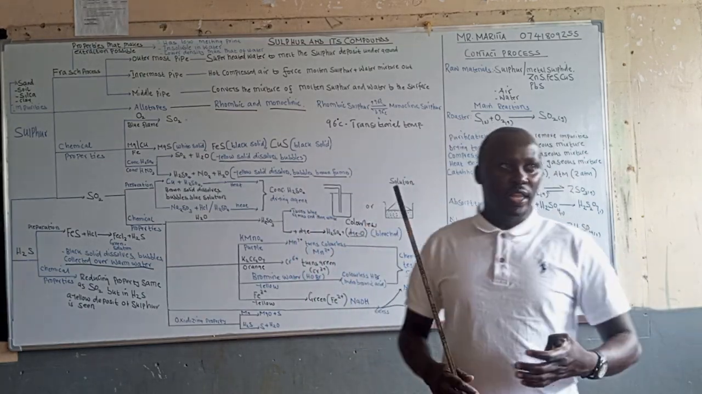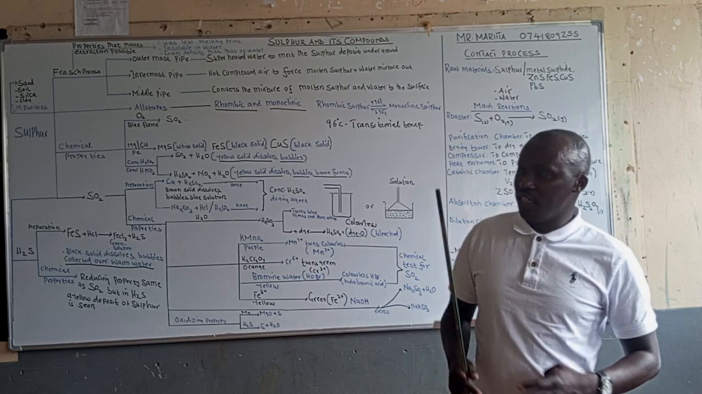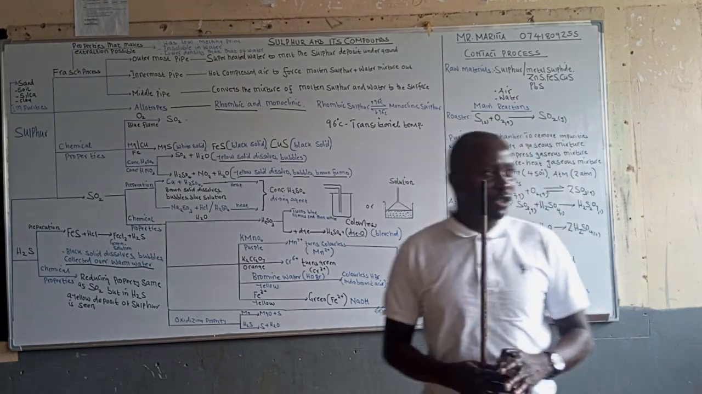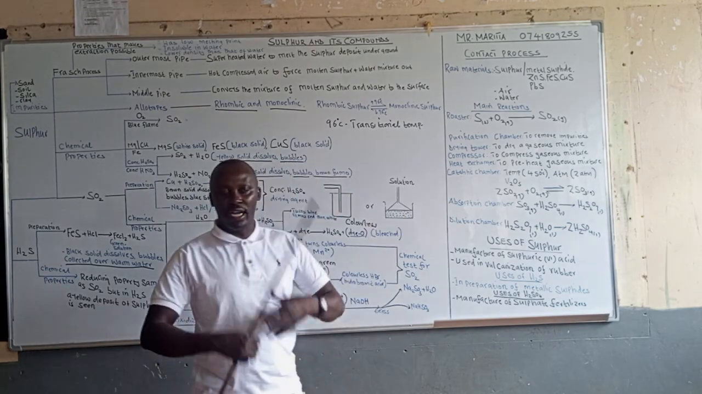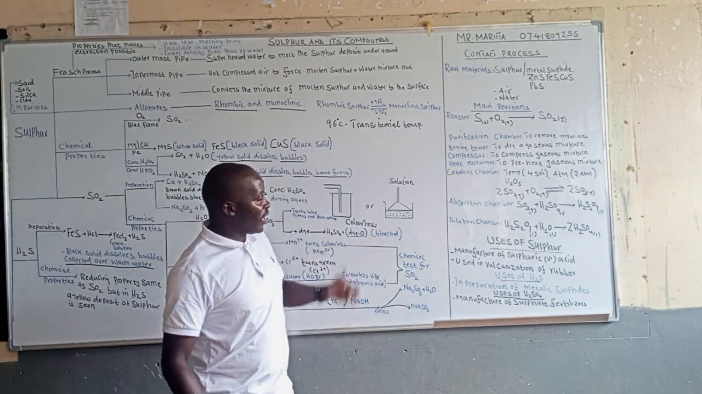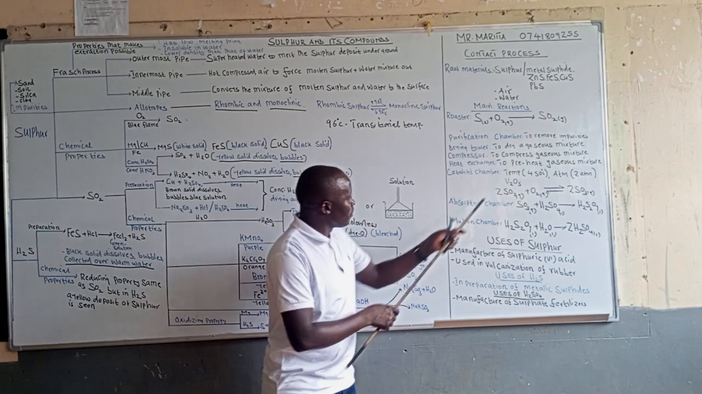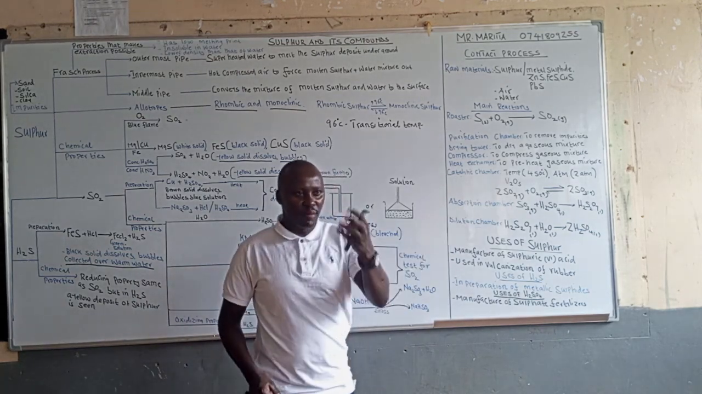But in this case, the vanadium 5 oxide is preferred instead of platinum asbestos because platinum asbestos is very expensive and it can poison. It's very poisonous. So vanadium 5 oxide is preferred because it is cheap and it is not poisonous.